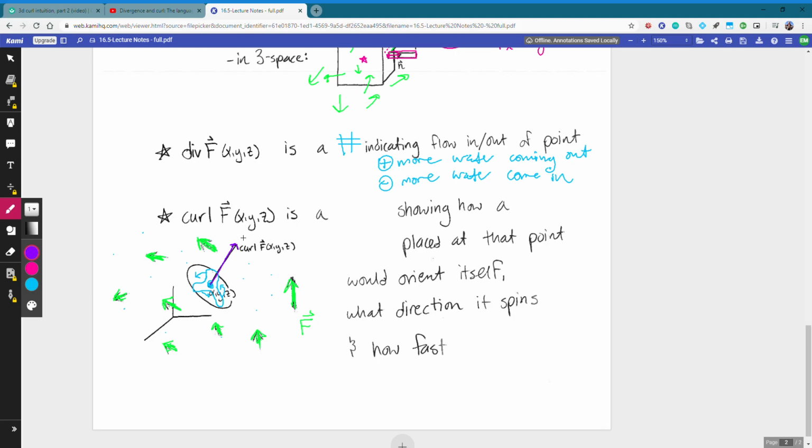So the curl of our vector field at this particular point, x, y, z, is a vector showing how a fidget spinner placed at that point would orient itself, what direction it spins, and how fast. And the way that this vector shows you how the fidget spinner would orient itself is that our curl vector is orthogonal to our fidget spinner. Maybe I'll write that. So our curl is orthogonal to the fidget spinner.